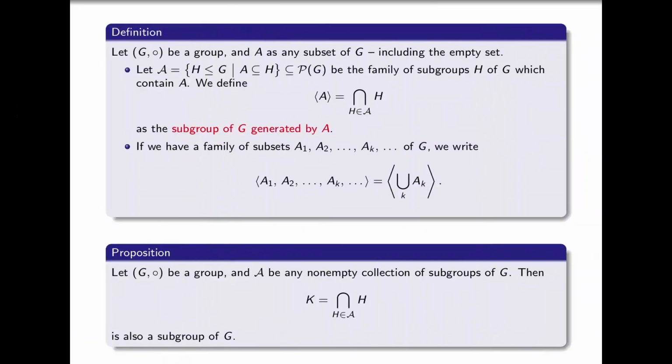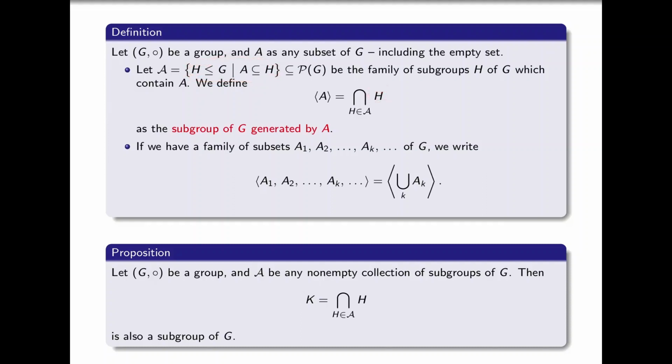So let us generalize. Let's start off with a group G, and let A be any subset of G, including the empty set. We're going to let calligraphy A be a family of subgroups, defined as the set consisting of subgroups H of G such that H contains A as a subset. We're going to define the subgroup of G generated by A, denoted by bracket A, to be the intersection of all the H's in calligraphy A in the family of sets. And so we're just taking those intersections.